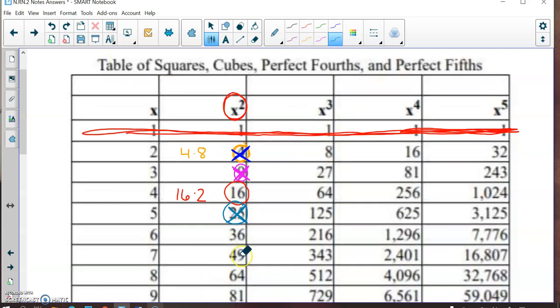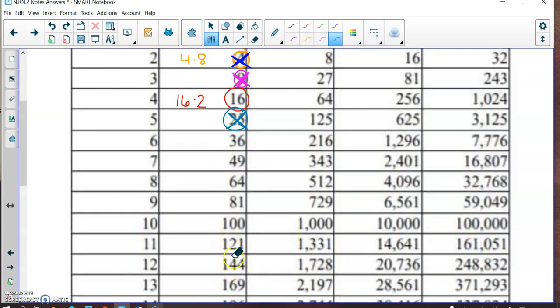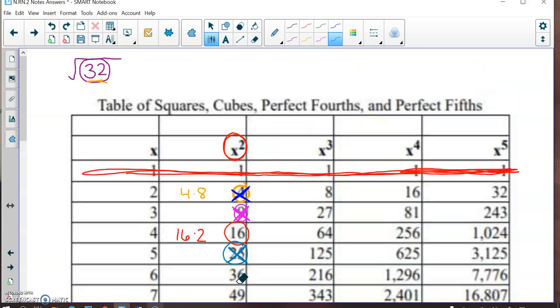And now if we look at the rest of the numbers in this column, all the rest of the numbers are larger than 32. So none of those are going to be perfect square factors of 32 since they're larger than 32. So we can stop. All right. And we're going to stop, and 16 was the largest perfect square factor of 32.